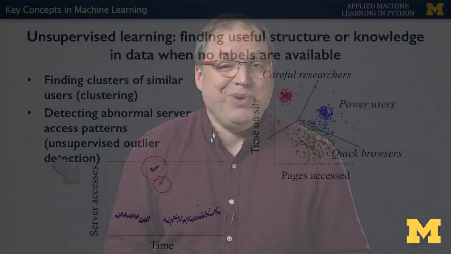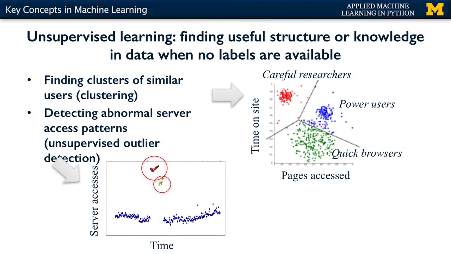For example, there might be power users who use more advanced features of the site. There might be quick browser types of users who only look for a cheap discount and stay for very little time on the site itself. There could be sort of careful researcher type users who spend a lot of time comparing different items.